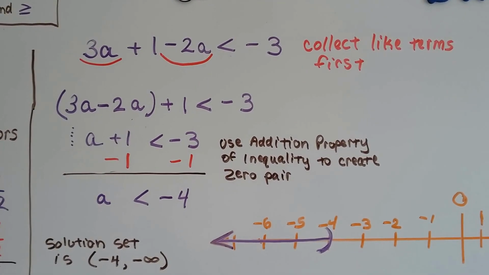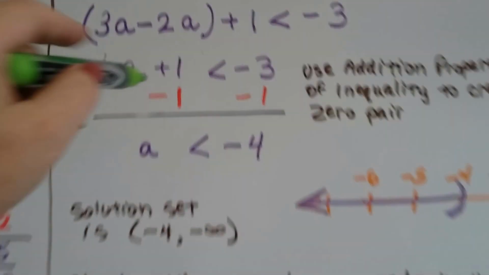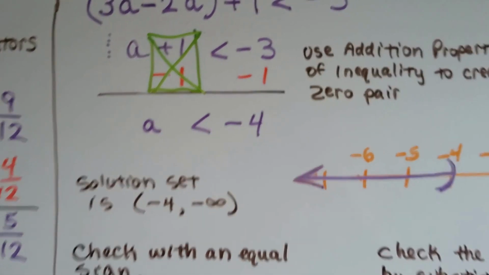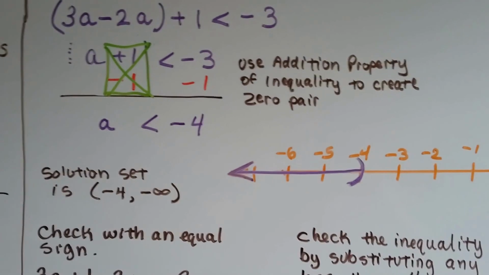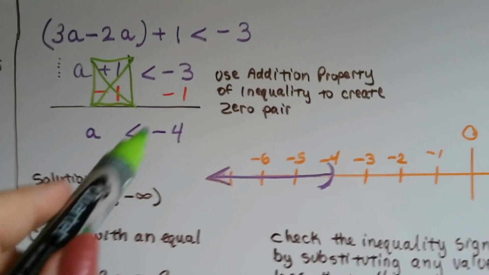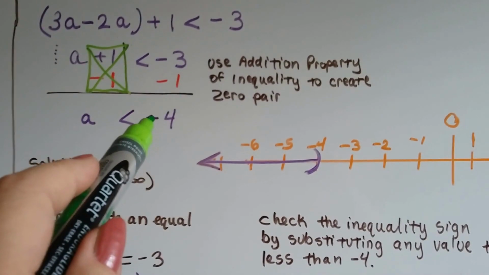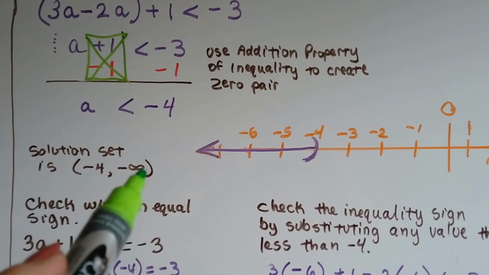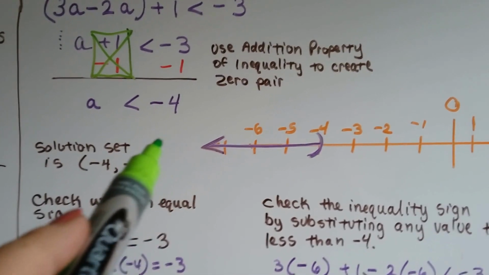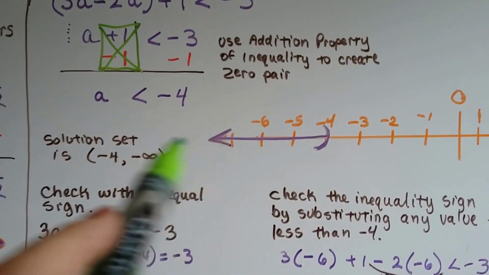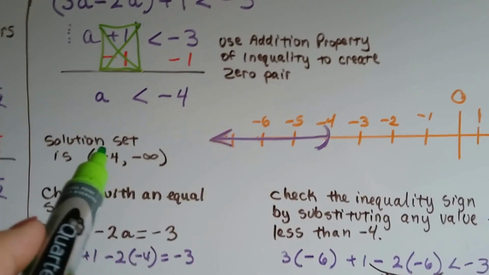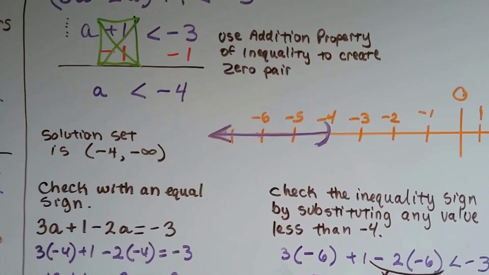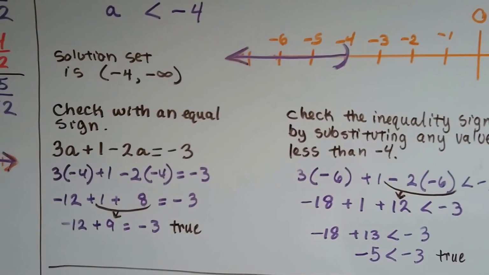So, using the addition property of inequality to create a zero pair, we get a zero pair right here. We eliminate this -1. We made our inequality a lot easier to write in interval notation because a is just less than -4. Now, it doesn't include -4, so we're going to use parentheses. So our solution set is -4, -infinity, because it's going to go smaller and smaller and smaller, heading into the negatives to the left. And because it doesn't include -4, we have a parentheses here, and then it goes that way. See?